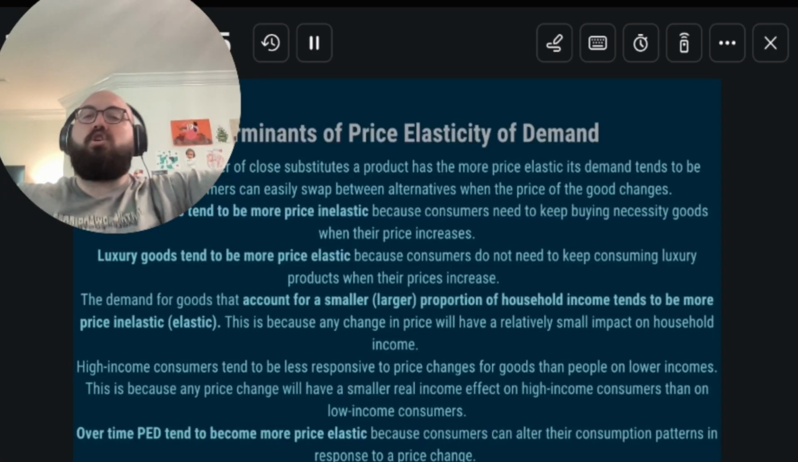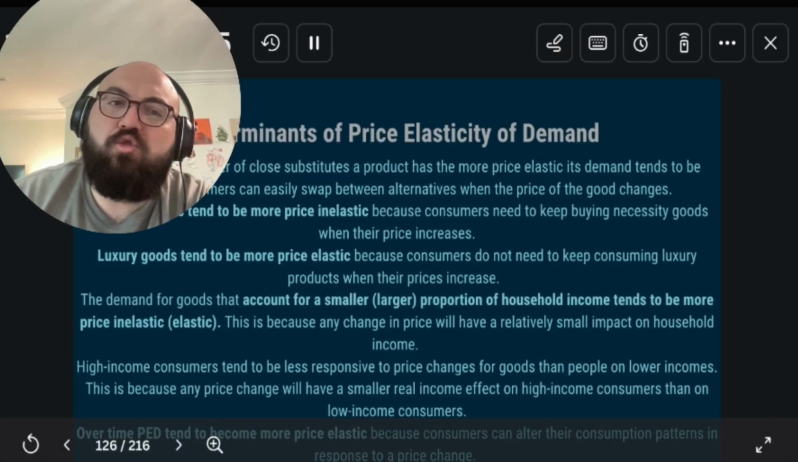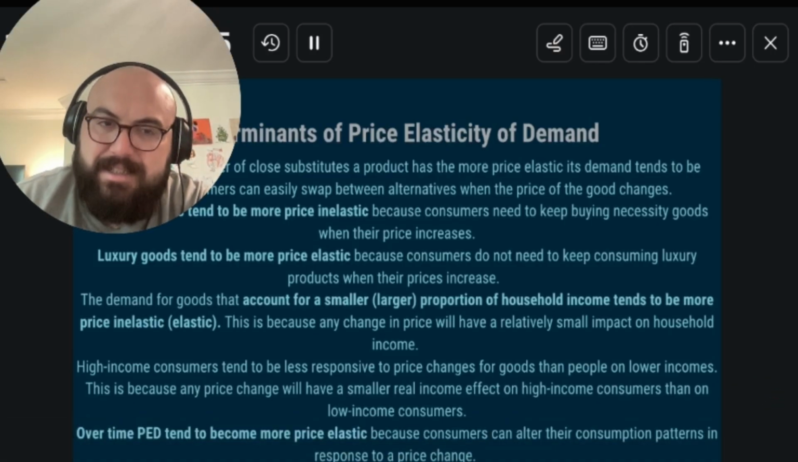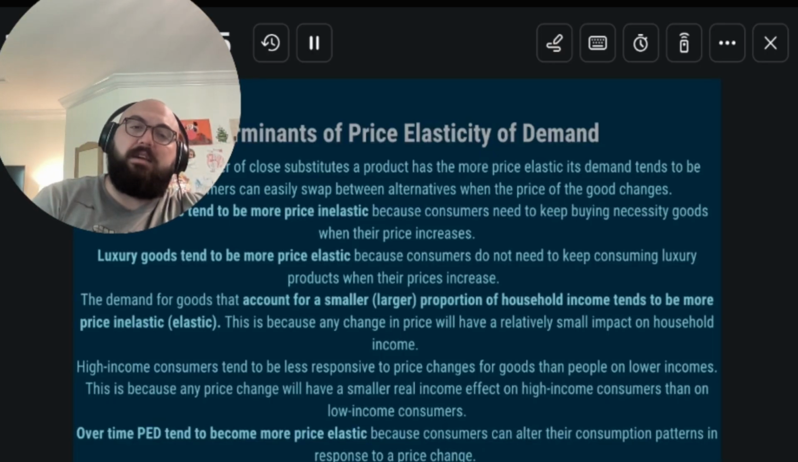Okay, so determinants of price elasticity of demand. Substitutes increase demand elasticity. If there's more alternatives, that's going to lead obviously to a higher elasticity. Necessities, on the other hand, are inelastic. Consumers continue buying despite prices rising.